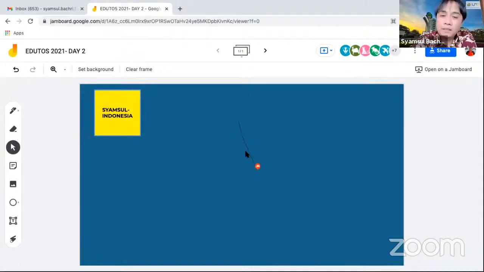Hello. Yes, please use the sticky note. Don't use the pen. Use the sticky note, please. Now we have 7 here. Can you see my Google Jamboard screen? Pravinda, can you confirm to me? Did the screen appear with Google Jamboard in your Zoom? Yes. Okay, yes, it's very clear.